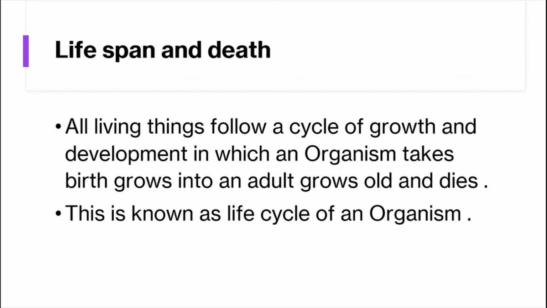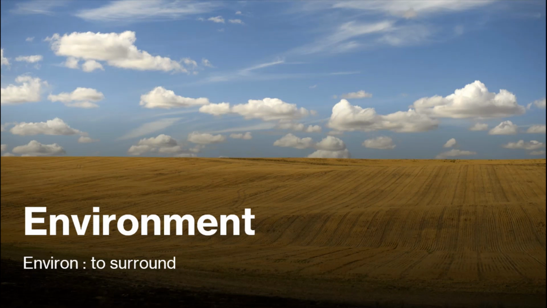Now let's go to our last topic in the part 1, that is lifespan and death. All living things follow a cycle of growth and development, in which an organism takes birth, grows into an adult, grows old and dies. This is known as life cycle of an organism. In part 2, you will learn about the environment.